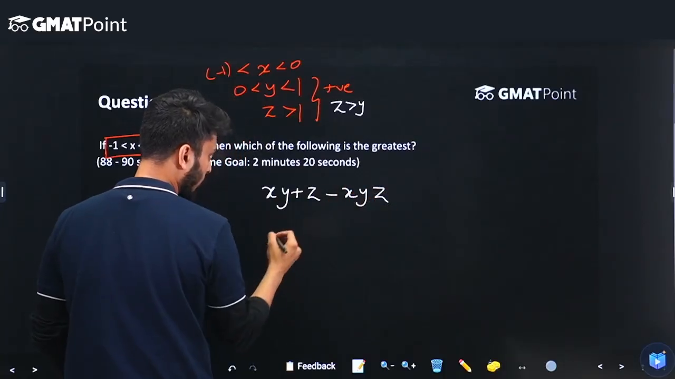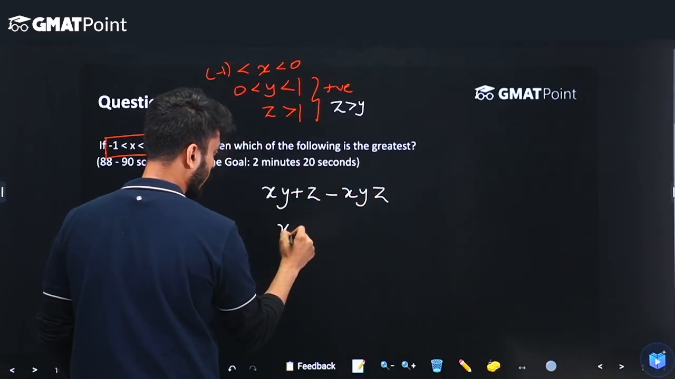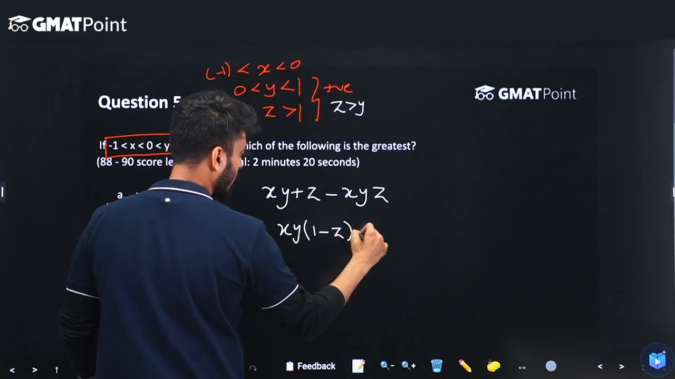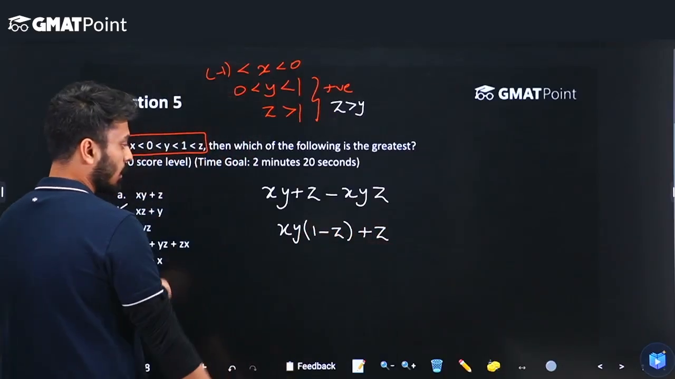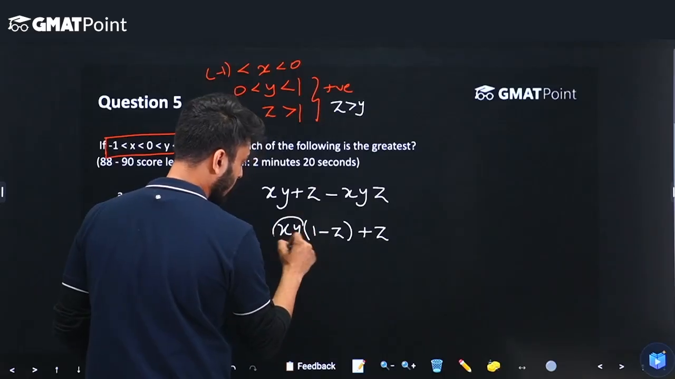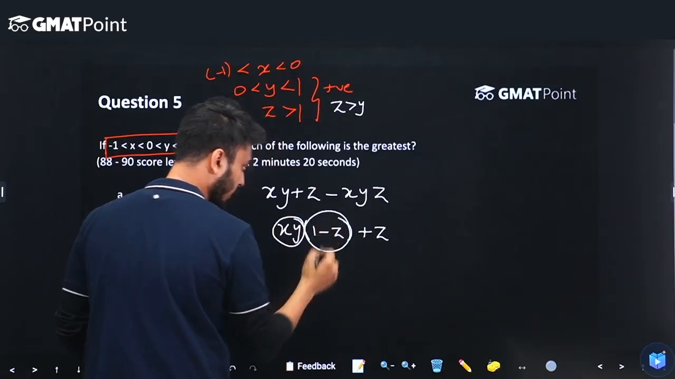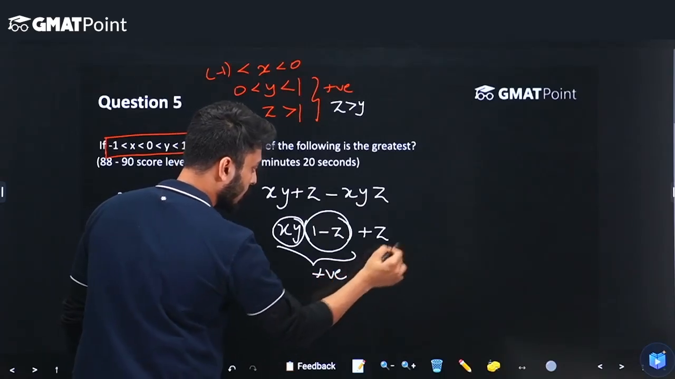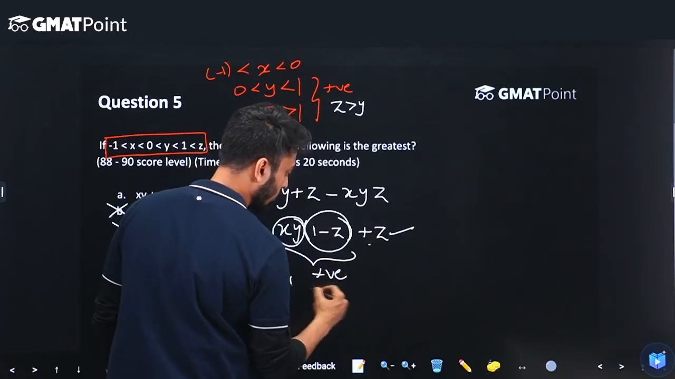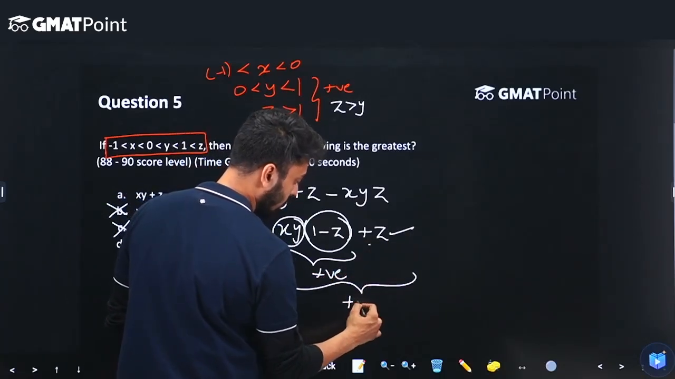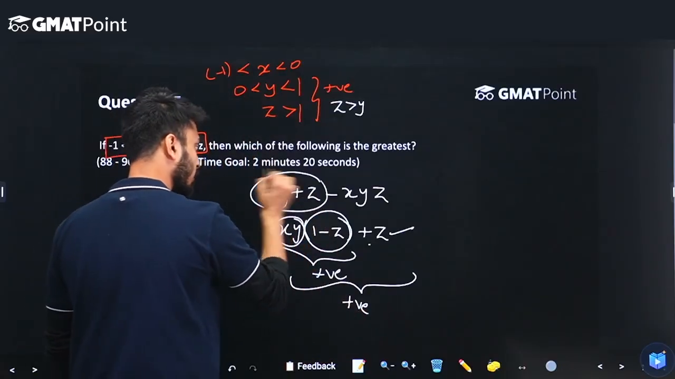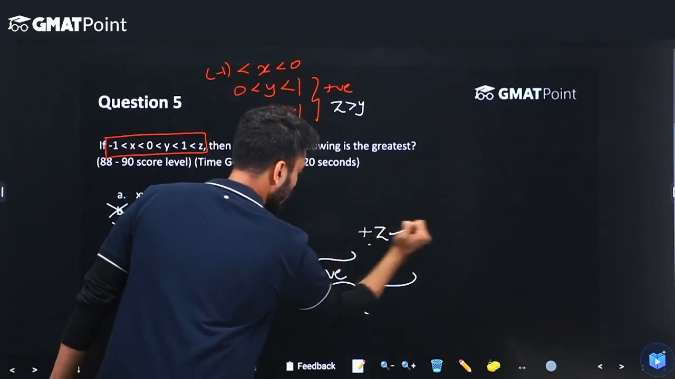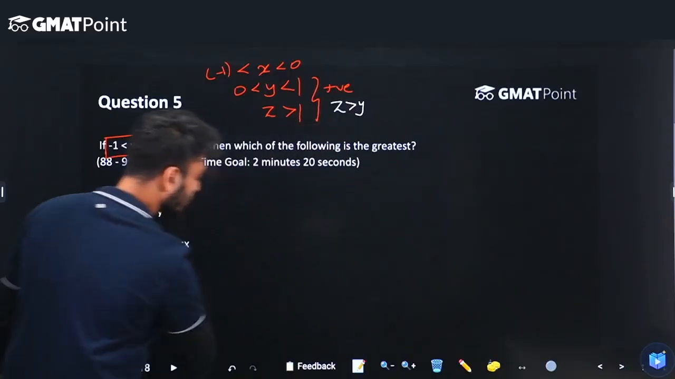If I take xy common out of these two terms over here, I would have xy times (1 minus z) plus z. So this would be a negative number, and this would also be a negative number since z is greater than 1. So this is an overall positive. Z we know is positive, so the entire thing is positive, which means this must have been the greater term, so I can reject option C again. Let's move on to option D.